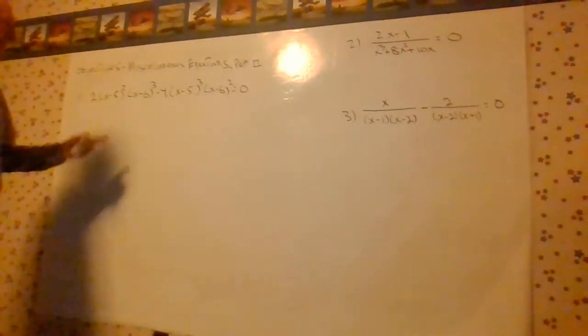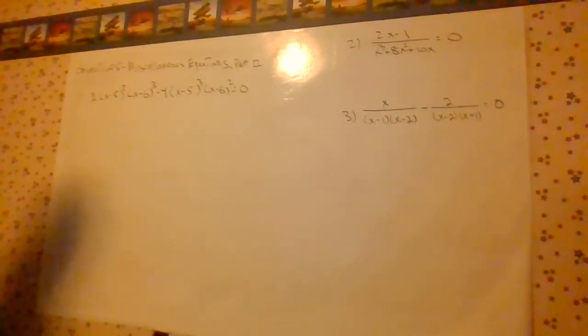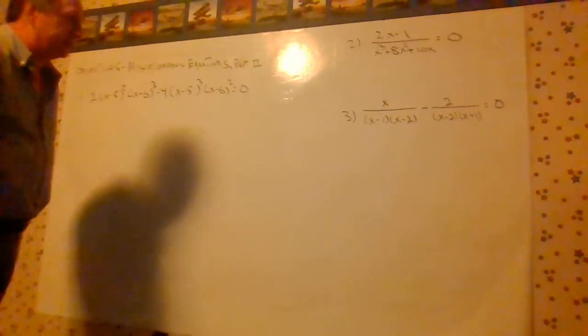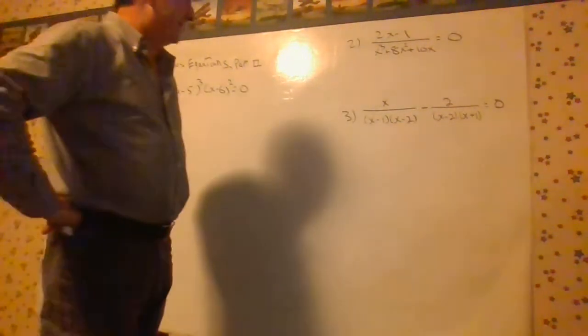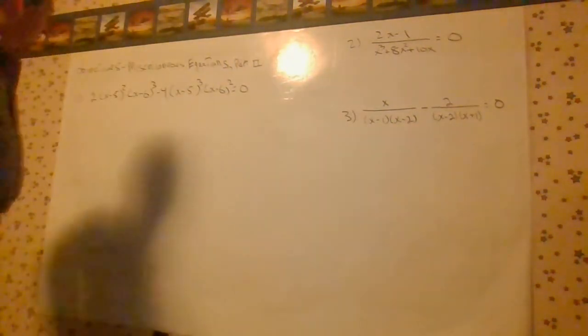Objective 5, Miscellaneous Equations, Part 2. We're going to go through three equations, fairly routine in nature, but nonetheless you'll see things like this in calculus, so it's worth going through.